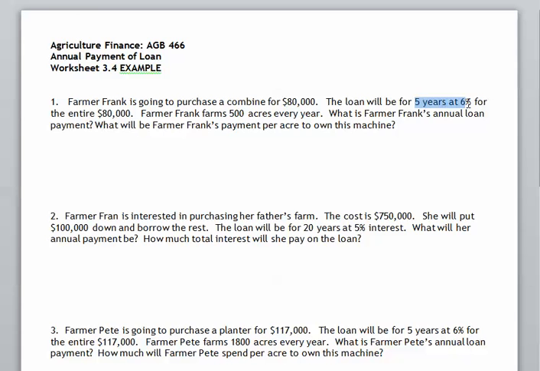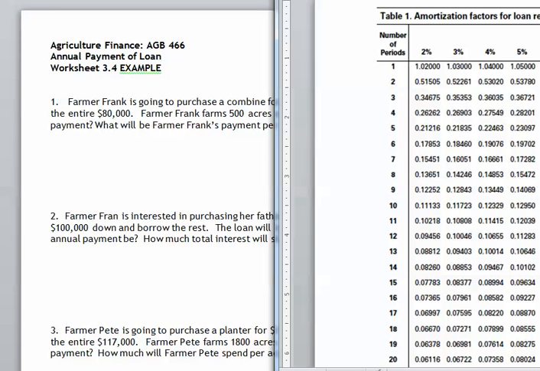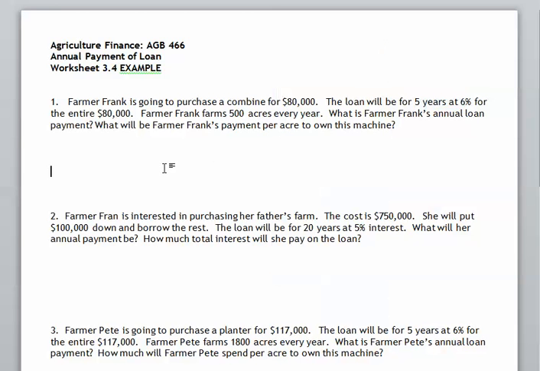It's a 5-year loan at 6% interest. So we go to our chart: 6% interest, 5 years, just like other charts we've used. I get a number, 0.23740, times the amount of money borrowed equals our annual payment. So in this case, 0.23740 times $80,000 gives us an annual payment of $18,992.